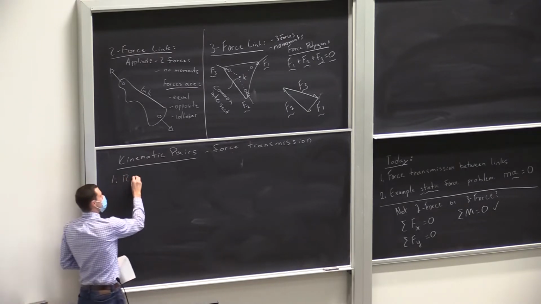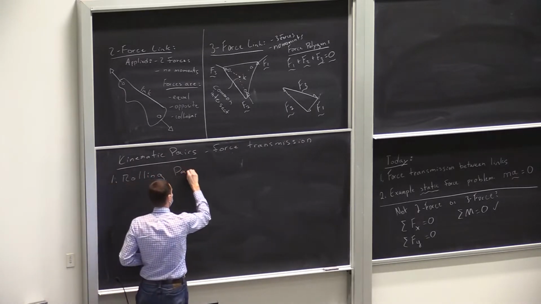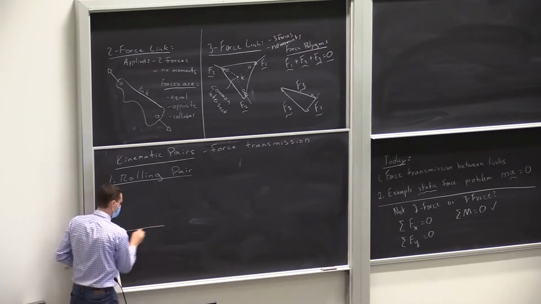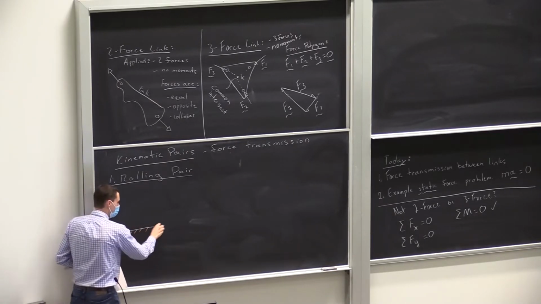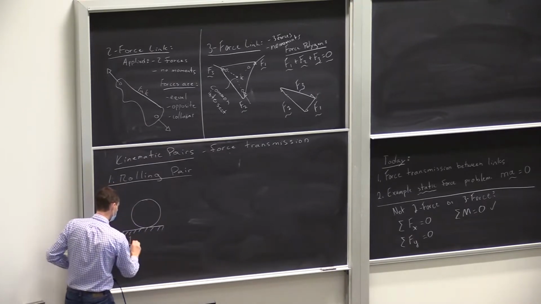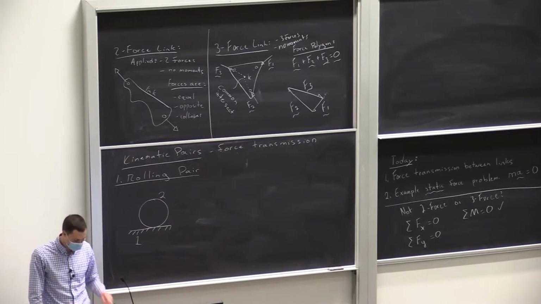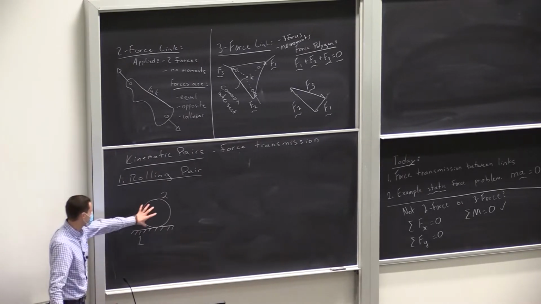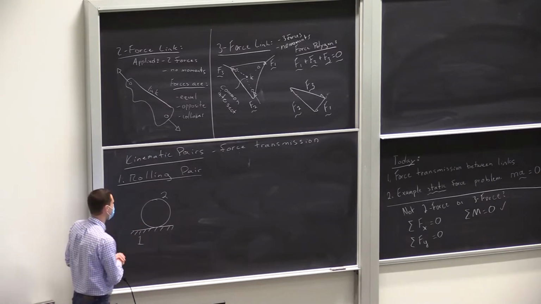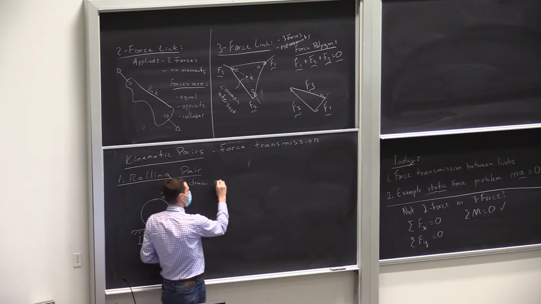I'm going to start with rolling pairs. They turn out to be the easiest to look at. We're just going to look at a really simple rolling pair, a wheel rolling on the ground. We'll call the wheel link 2 and the ground link 1 here. And so this is going to be a free body diagram. We're going to draw forces on link 2. That's what I've chosen as my free body diagram.